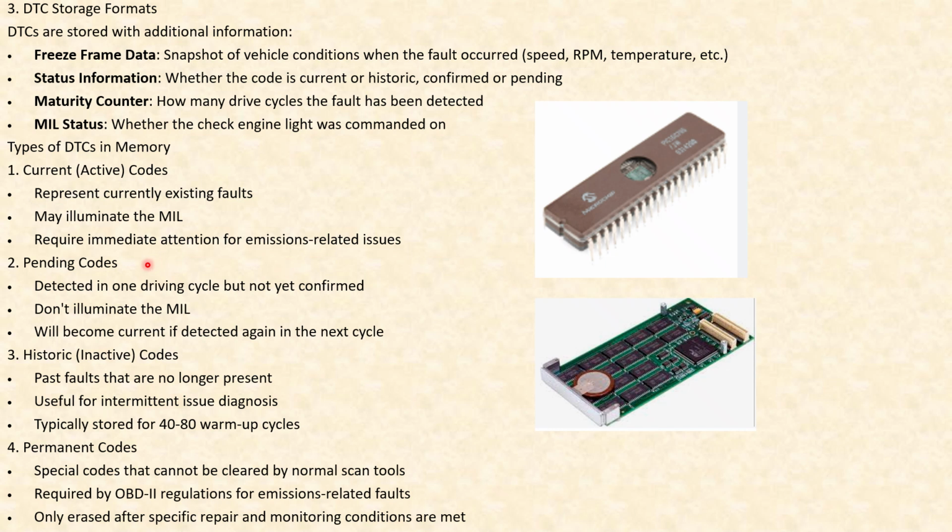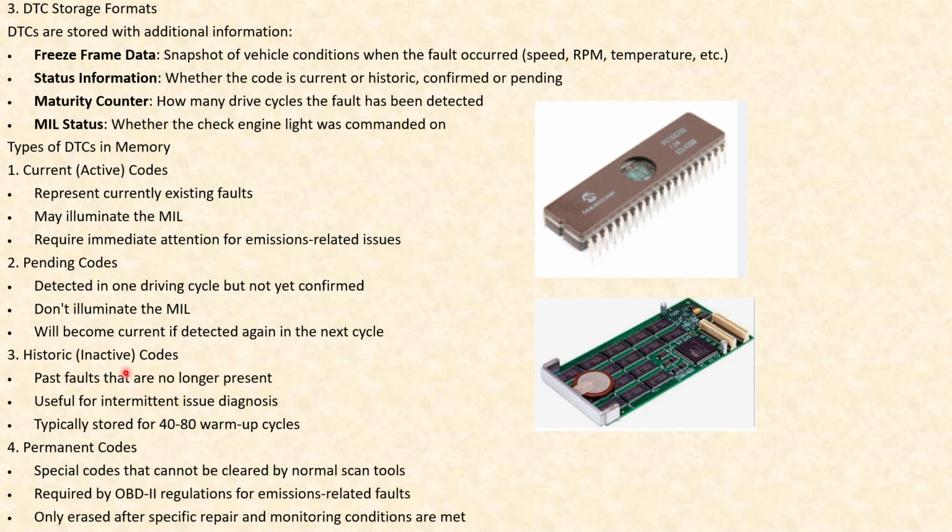When it comes to pending codes, these are detected in one driving cycle but not yet confirmed. All right. A pending code does not illuminate the MIL. This is the important salient feature of the pending code, and it will become current if detected again in the next cycle. Understand this very carefully. It gets upgraded from a pending code to a current code if it is detected in the next, consecutive cycle.